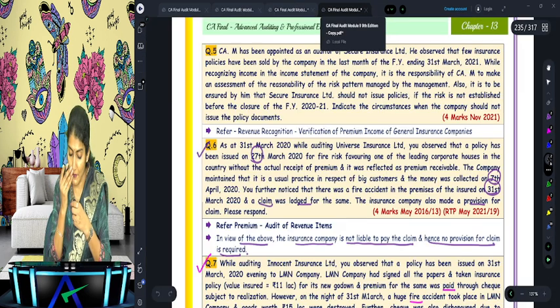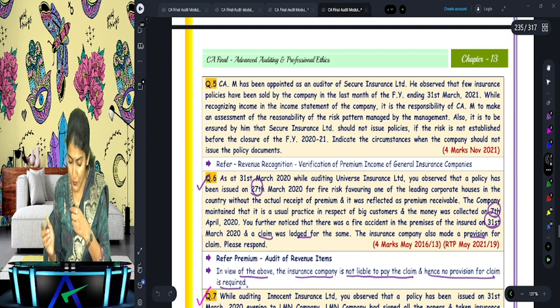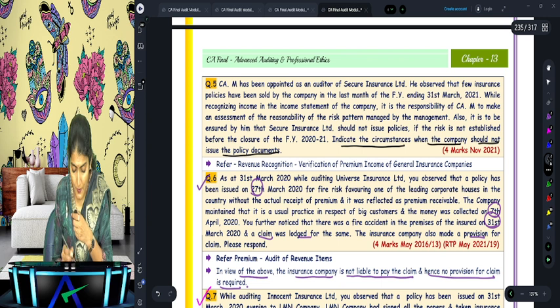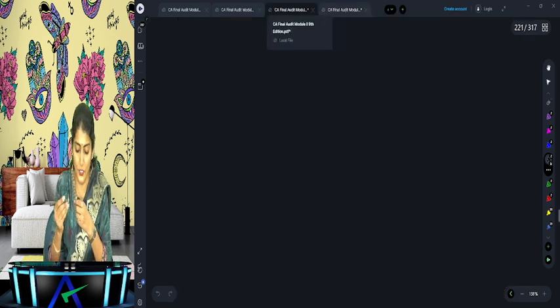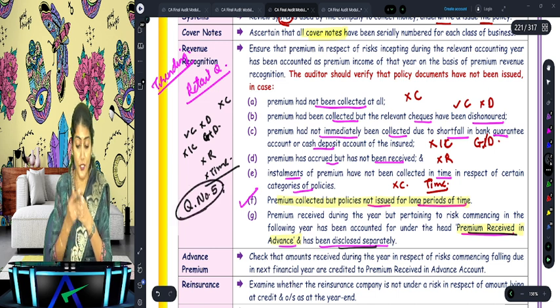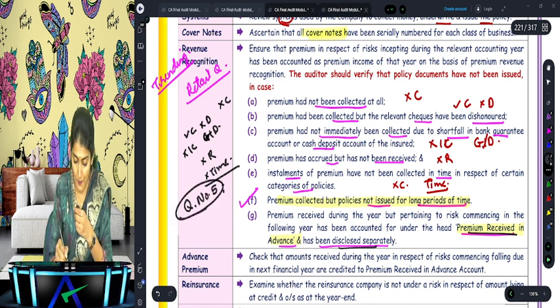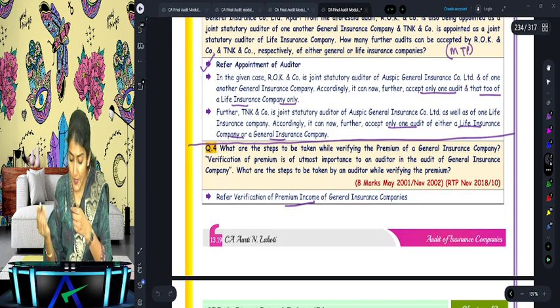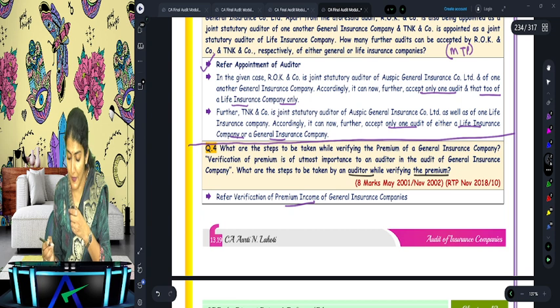Right, so if I come to the question bank, we have this question over here: indicate the circumstances where the company should not issue the policy documents. That is question number 5. And what is another question before question number 5? What are the steps to be taken by an auditor while verifying the premium?